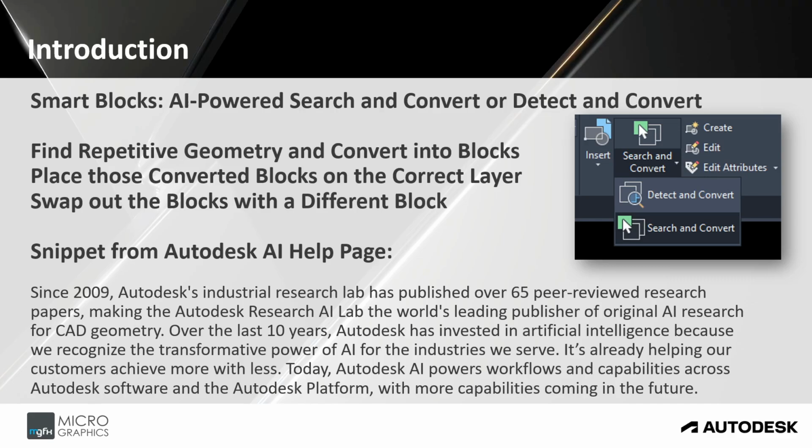The exciting new feature in AutoCAD 2026 brings the power of artificial intelligence right into your drafting workflow. Whether you're working on a new design or cleaning up a legacy drawing, AutoCAD can now intelligently identify repetitive geometry and convert it into blocks, all with just a few clicks. It is a game changer for productivity, file optimization, and consistency. So if you've ever found yourself manually creating blocks from repeated objects, this feature was made for you. So let's take a closer look at how it works and why it's such a powerful addition to AutoCAD 2026.